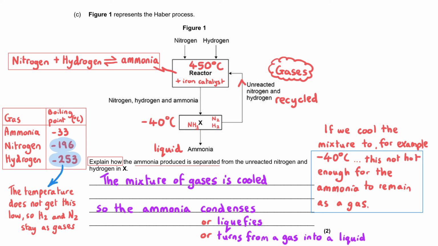So for 2 marks, we need to get 1 mark for saying that they cool it down. You could probably say that the temperature is decreased for this same marking point, and then the second mark is for saying that the ammonia liquefies, or it condenses, or it turns from a gas into a liquid.